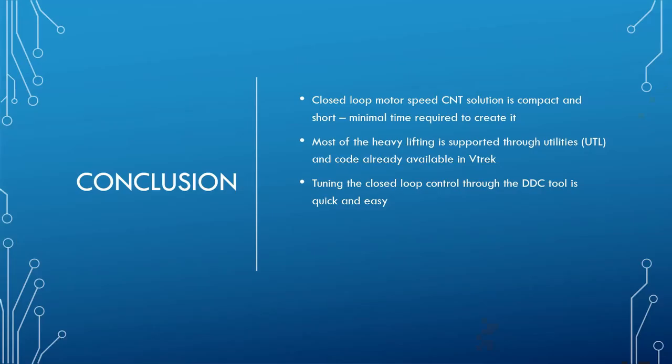Okay, so to conclude the presentation, we've seen closed-loop motor control, speed control in this case, a solution that's compact and short. Minimal time was required to code it. The reason is that we mostly used support through the utilities and code that's already available in Vtrek. And then tuning the control through the DDC tool was quick and easy, and of course exercising it and testing it through that tool would have been fairly easy as well.